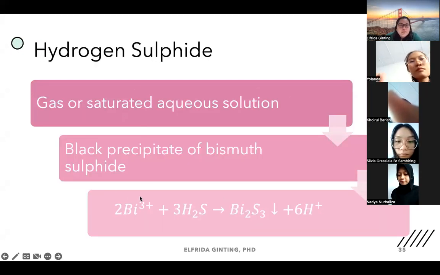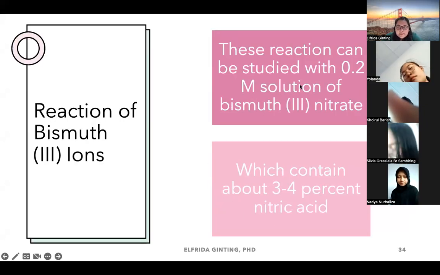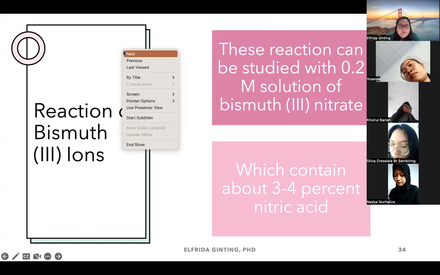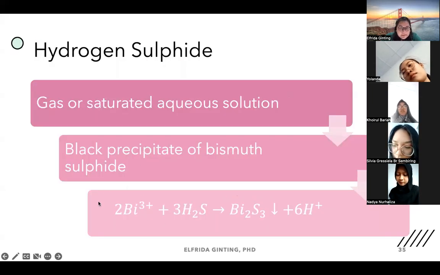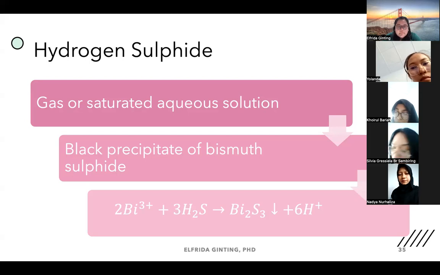When we do this, what we have will be bismuth 3 plus. The first reagent that we can use to identify bismuth 3 plus is hydrogen sulfide. We react bismuth 3 plus with hydrogen sulfide, and it will form bismuth sulfide. The bismuth sulfide is a black precipitate.